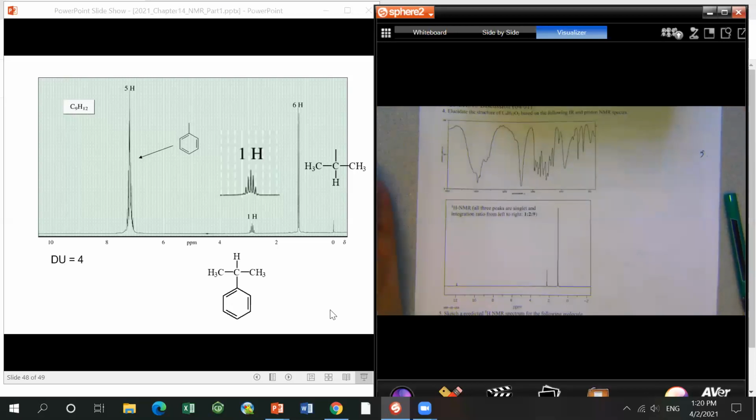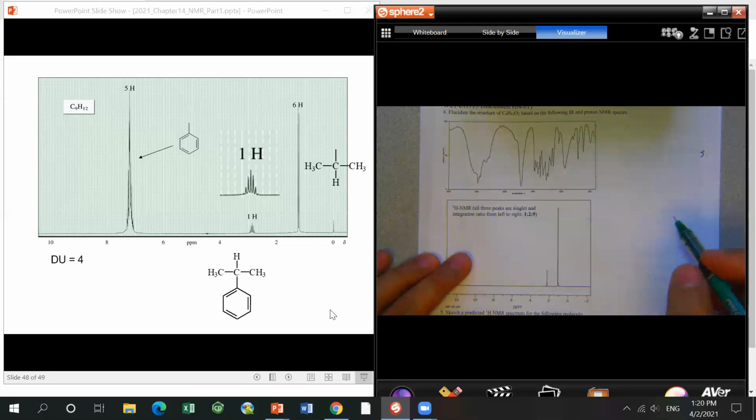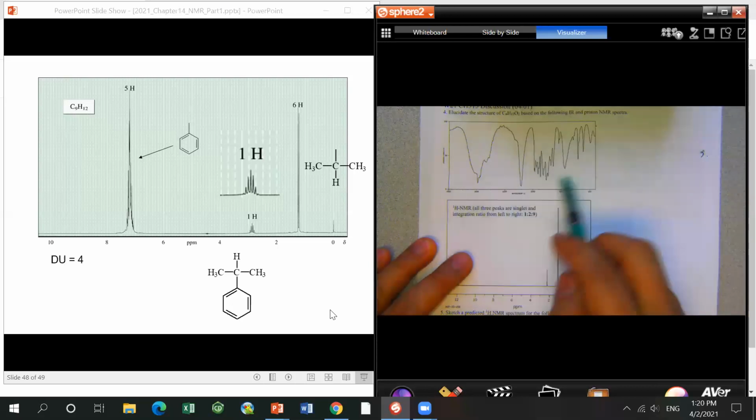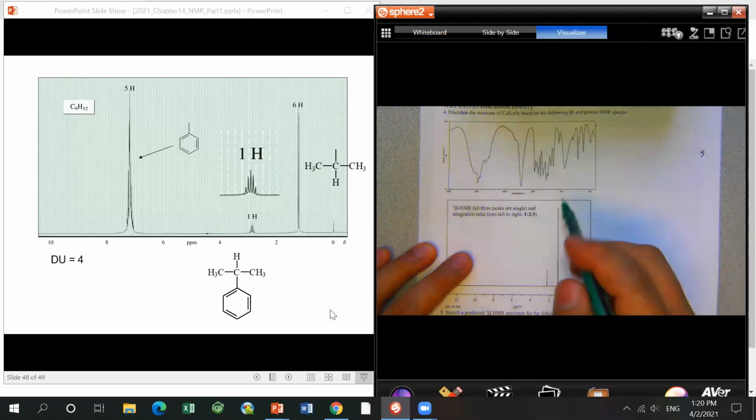All right. Again, we do a similar thing. This time is different from the previous example. This one also provides you the IR, so that's very useful. The IR can give you information about the functional group.